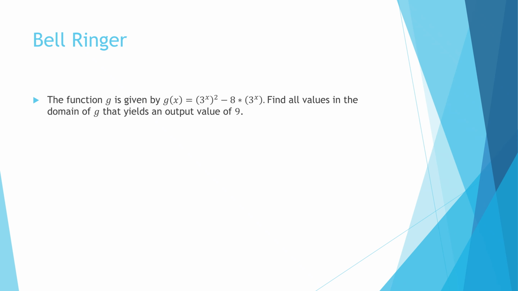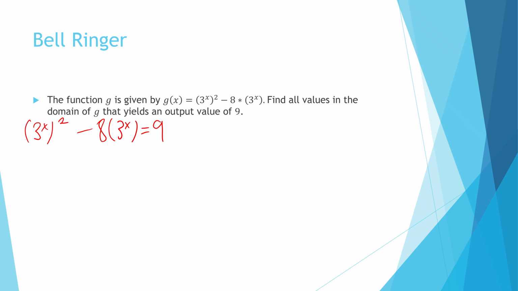All right, so for this one, we are given the function g of x, which is 3 to the power of x, and this whole thing squared, minus 8 times 3 to the power of x. And we want to figure out what x values will make this equal to 9. And sure, while this may look like an exponential equation, what it also kind of looks like is a quadratic equation as well, with 3 to the power of x being just like our variable.